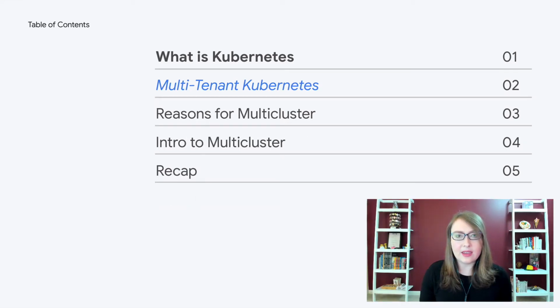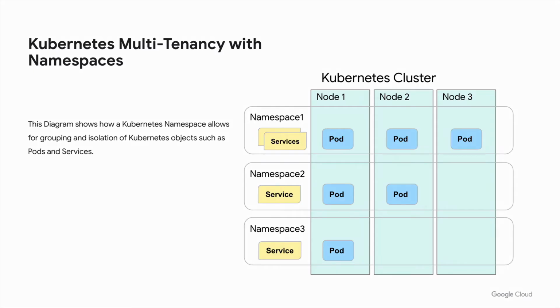Now that we have something of a common baseline for understanding what Kubernetes is, let's dive into namespaces and RBAC a little bit more so that you'll understand what the limitations are of single cluster Kubernetes and why you might want to do multi-cluster. So this diagram shows how a Kubernetes namespace allows for grouping and isolation of Kubernetes objects such as pods and services, which we talked about earlier.